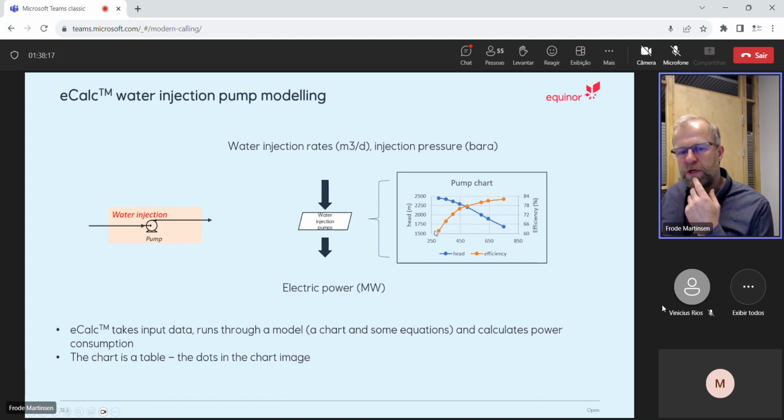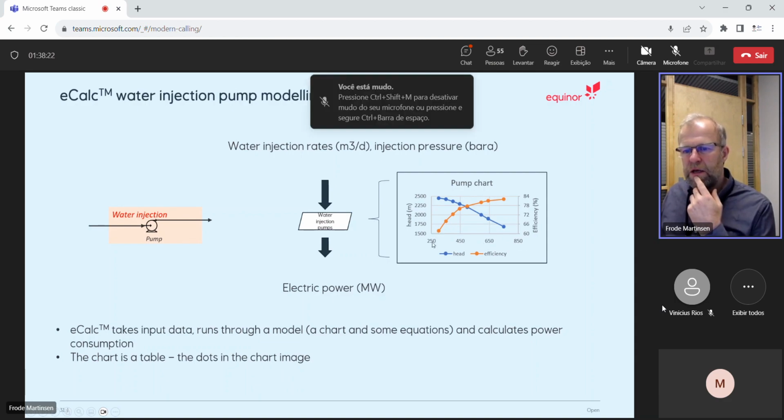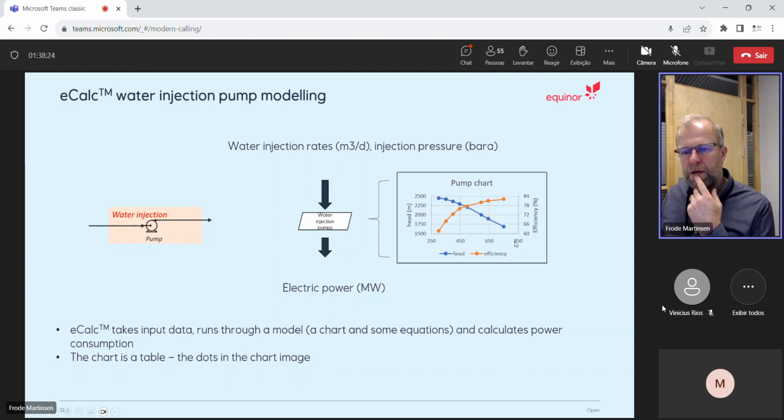There are charts associated with pumps. These are vendor data. On the x-axis, you'll have rate. But the rate here is by convention in the industry cubes per hour. On the y-axis, you have head. On this y-axis, you have efficiency. So the efficiency is increasing with rate in this example, and head is decreasing with rate. Maximum head is around 2,500. At that head, the efficiency is around 60%.